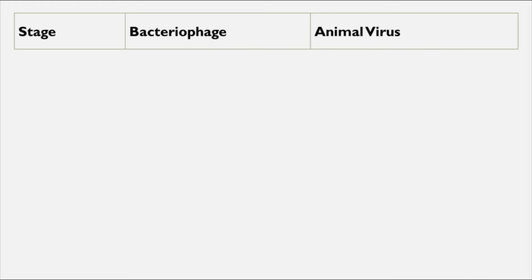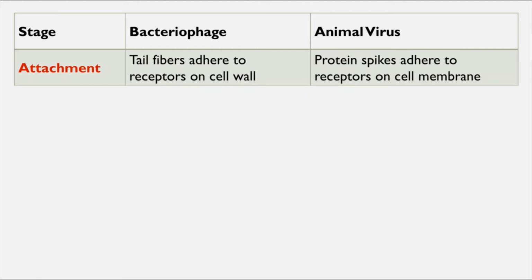Before we start talking about the different subcategories of animal viruses, we're going to take a look at a broad overview comparison of the differences between bacteriophages that we just talked about and animal viruses in terms of the stages of their replicative life cycle. So with bacteriophages, during the attachment stage, we saw that the tail fibers adhered to receptors on the cell wall. In animal viruses, the protein spikes on either the envelope or the capsid are what adhere to receptors on the cell membrane. Remember that animal cells do not have a cell wall, they only have a cell membrane, and so this is where the receptors for the viruses are located.